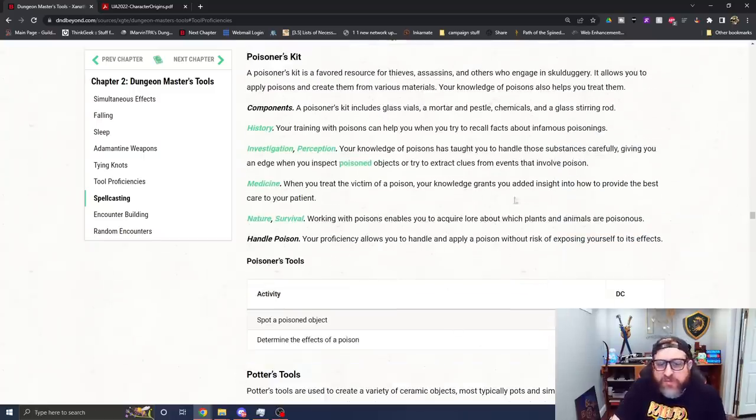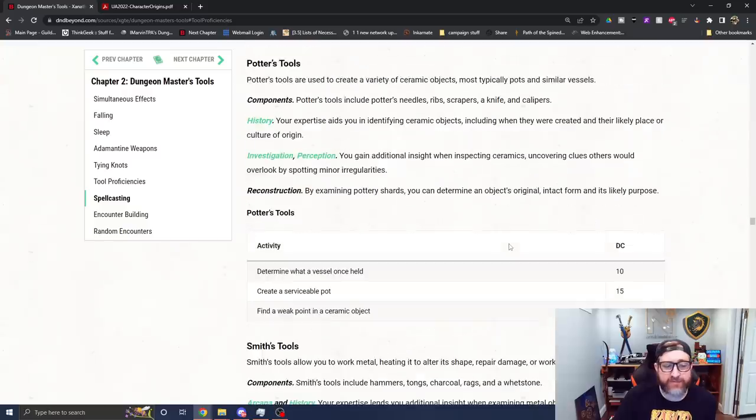History. Your training with poisons can help you when you try to recall facts about infamous poisonings. Investigation and perception. Your knowledge of poisons has taught you how to handle those substances carefully, giving you an edge when you inspect poisoned objects, or to extract clues from events that involve poison. Medicine. When you treat a victim of poison, your knowledge grants you added insight into how best to provide care for your patient. And nature and survival, you know how to basically deal with poisonous plants and animals.